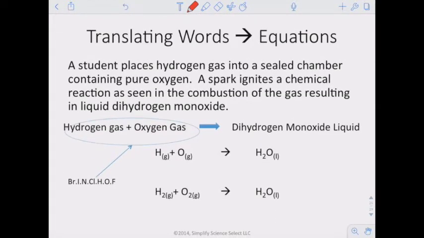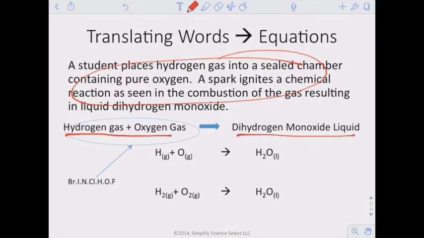So translating from word equations into chemical equations, we can take a look at this. It says the student places hydrogen gas into a sealed chamber containing pure oxygen. A spark ignites the chemical reaction, as seen in the combustion of the gas, resulting in liquid dihydrogen monoxide. Well, taking this big piece of information and writing it down into a word equation, what we see is we have hydrogen gas plus oxygen gas produces liquid dihydrogen monoxide. Taking it even farther, hydrogen is H, oxygen is O, dihydrogen monoxide is H2O. And we see we have gas, gas, liquid.